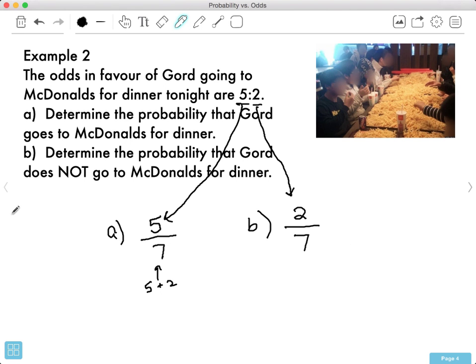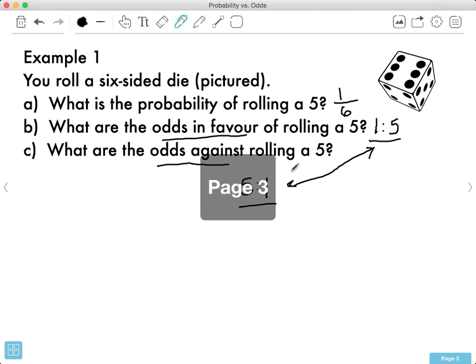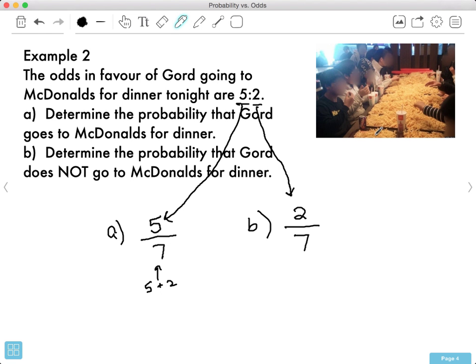You should be comfortable, and there's lots of examples in your book, of writing probability and odds and converting them from one to another. I hope this video helps you with that process.